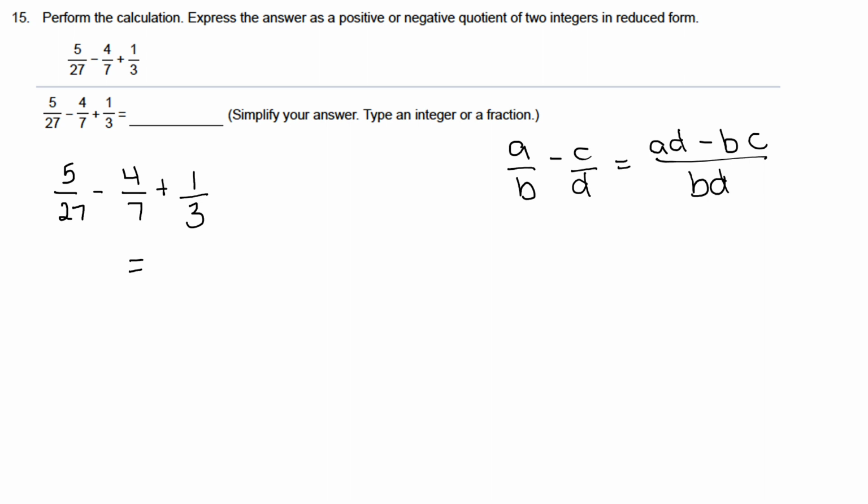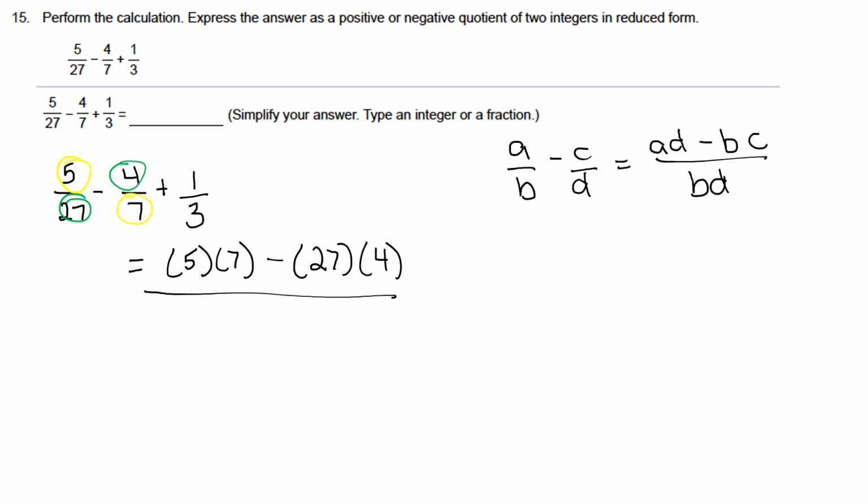So A times D is 5 times 7 minus B times C, which is 27 times 4, over B times D, which is 27 times 7.